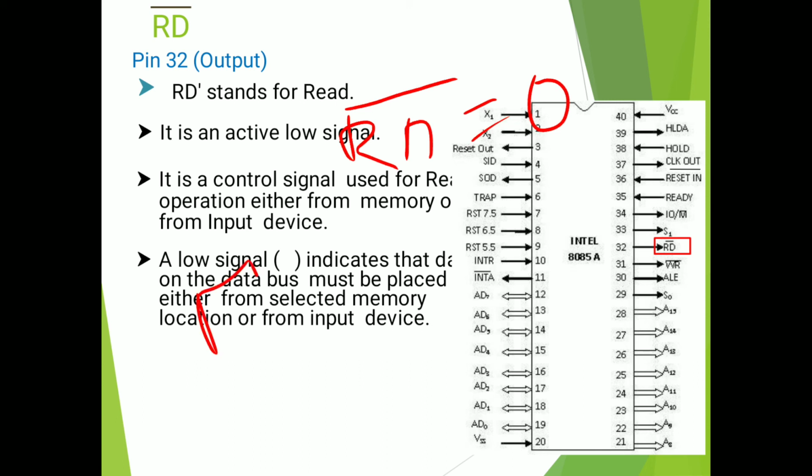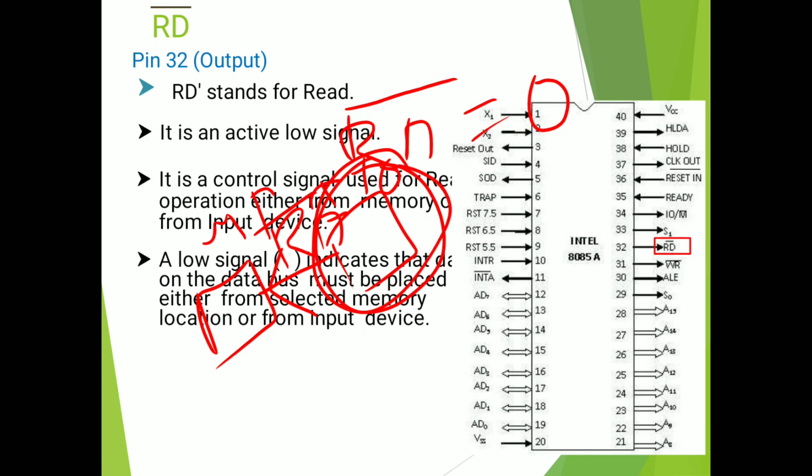There is a microprocessor and input output devices. If the microprocessor wants to take data from the IO devices, then it is a read operation. When it is low, the selected memory or input output device is to be read.